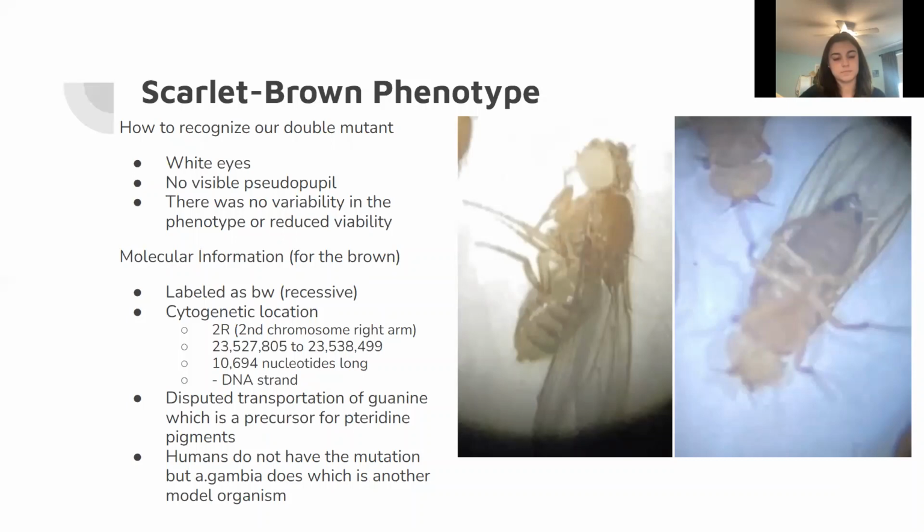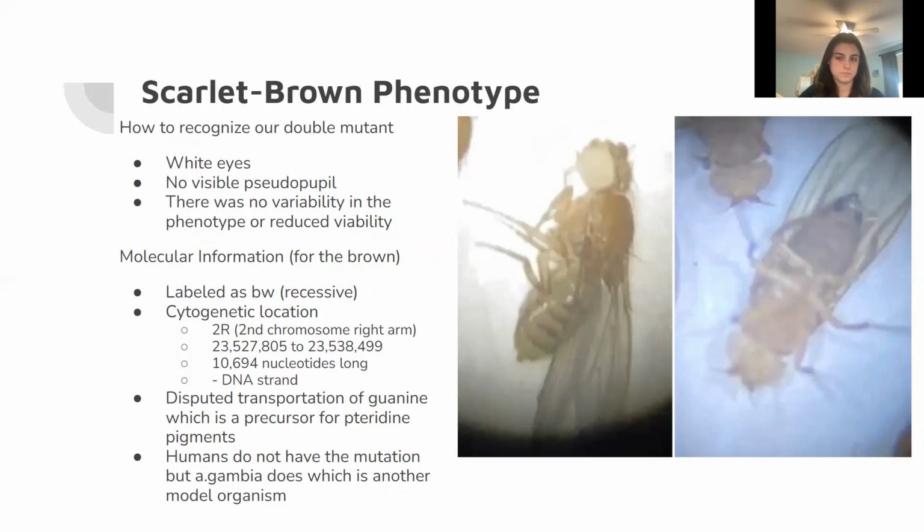We found the molecular information for this mutation on Flybase. To begin with, the gene is labeled as bw, which being lowercase shows that the gene is recessive, like the scarlet gene. For the cytogenetic location, it's placed on 2R, which translates to the second chromosome on the right arm, and the mutation occurs from the nucleotide 25,527,805 to the nucleotide 25,538,499, which translates to about 10,694 nucleotides long and is on the negative DNA strand.